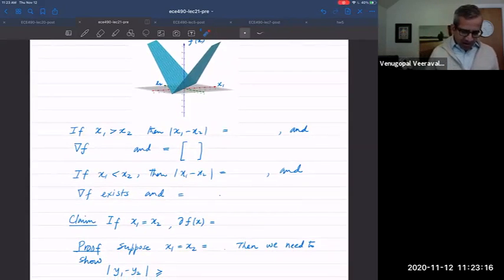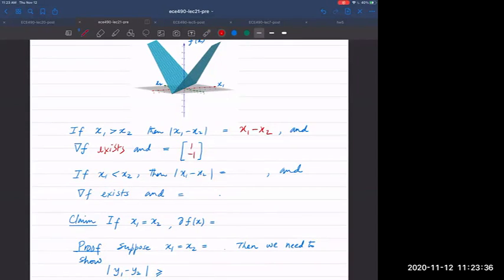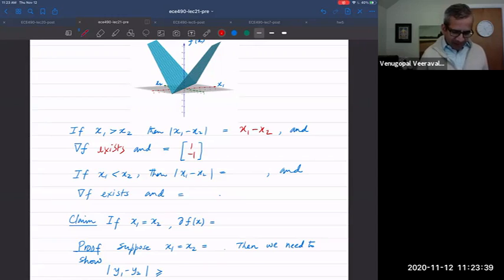So what happens in this function? If x1 is bigger than x2, then the norm of x1 minus x2 is x1 minus x2, and the gradient exists in this case. And then what is the gradient equal to? 1, -1. Similarly, if x1 is less than x2, the norm of x1 minus x2 is x2 minus x1, and here also the gradient exists, and it equals -1, 1. So basically, as long as x1 is not equal to x2, the gradient exists.